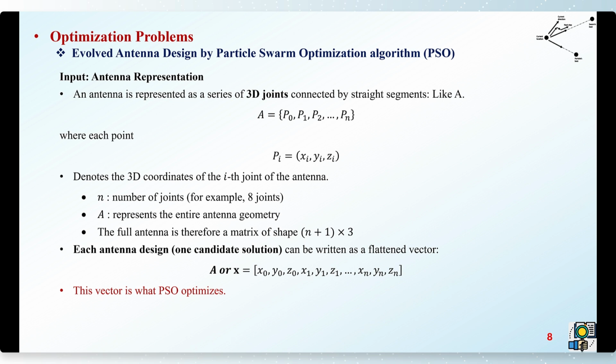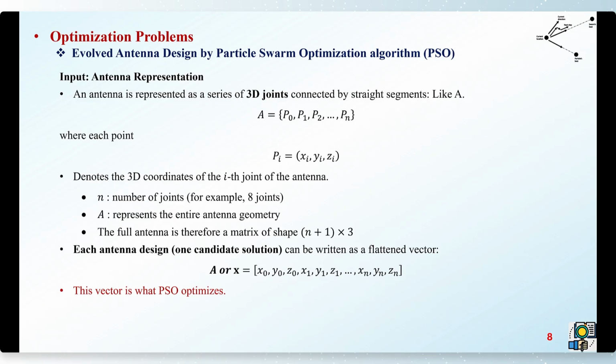And each P has axes X, Y, and Z in 3D space. So P denotes the 3D coordinates of the ith joint of the antenna. N is the number of joints, for example 8 or any number. A represents the entire antenna geometry. So the full antenna is therefore a matrix of shape (n+1) by 3.